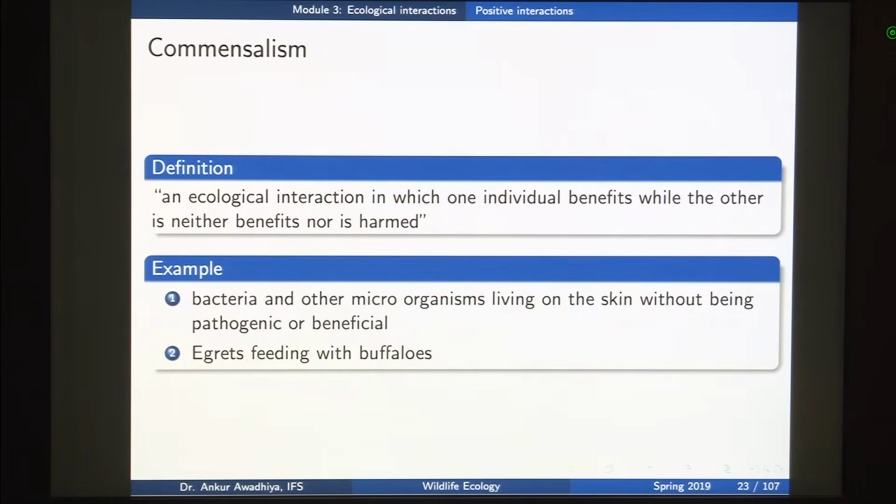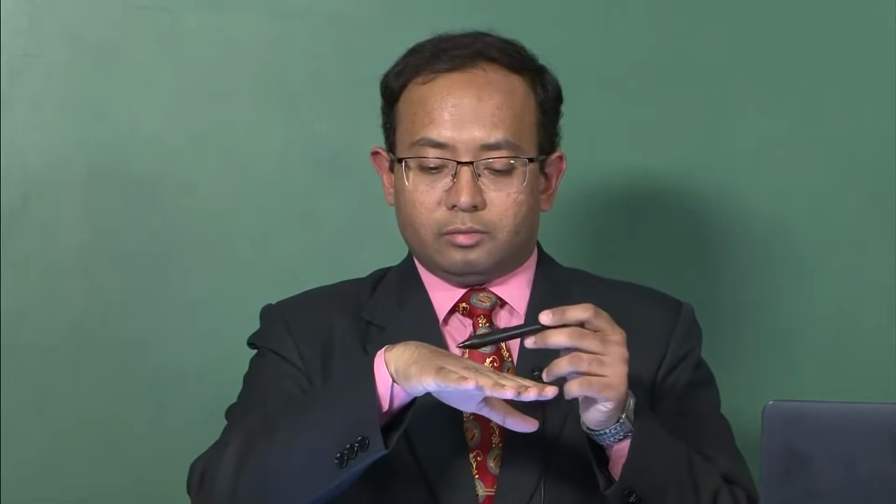Now, examples are bacteria and other microorganisms that live on the skin without being pathogenic or beneficial. So, for instance, if you look at the surface of your hand, if you took a sterile cotton swab and moved it across your hands and put it onto an agar film, you will find that there are a number of bacteria that grow on the surface. Now, these bacteria are not harming us and neither are they providing us any benefit, but then why are these bacteria lying on the surface?